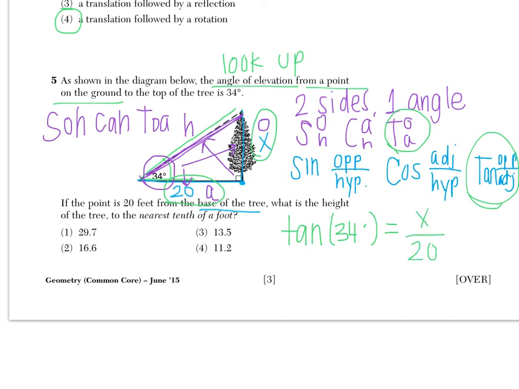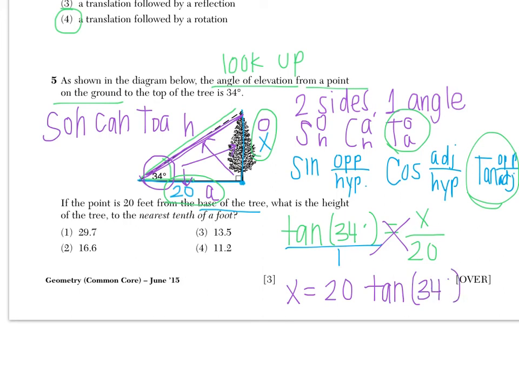When we have a proportion, it's very helpful to put the non-fractional side into a fraction form. So just dividing by 1 would keep it the same. When we have a proportion, we get to cross multiply in order to solve. 1 times x is equal to x. And now I have 20 times tangent of 34 degrees.